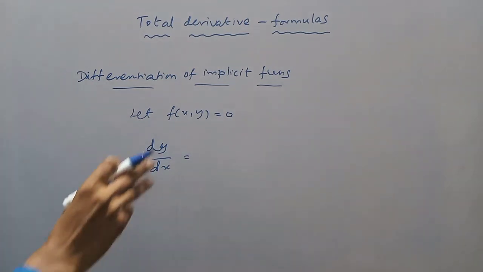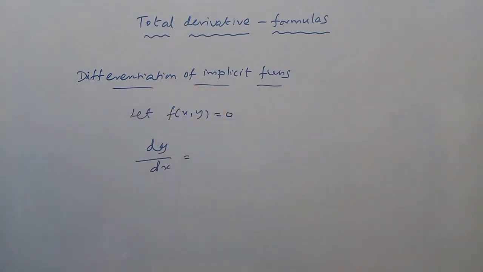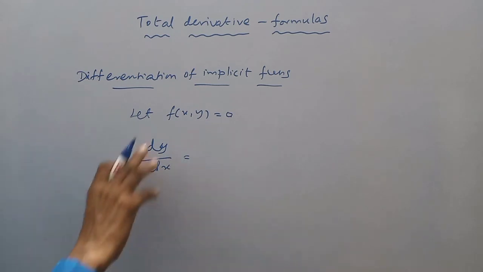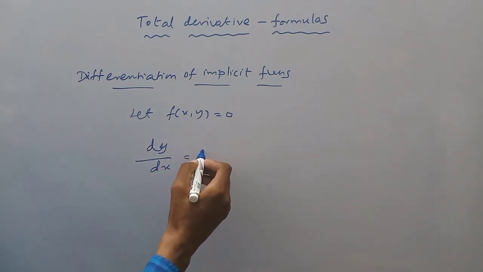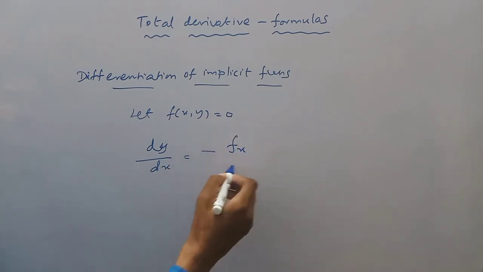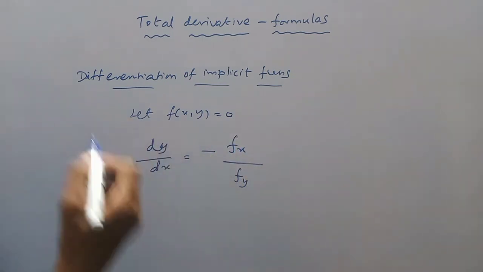Next formula, differentiation of implicit functions. Let f of x comma y equal to 0 form. So from this, how to find dy by dx using partial differentiation. So the formula is minus fx by fy.